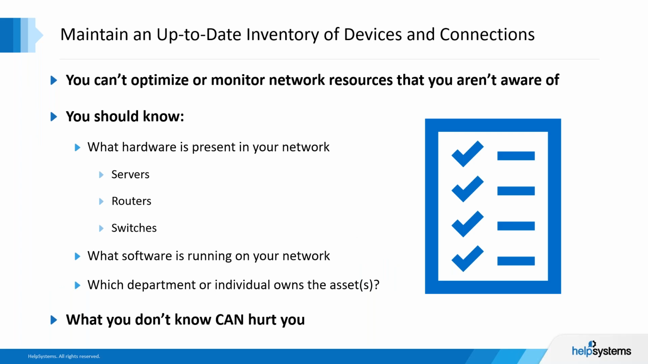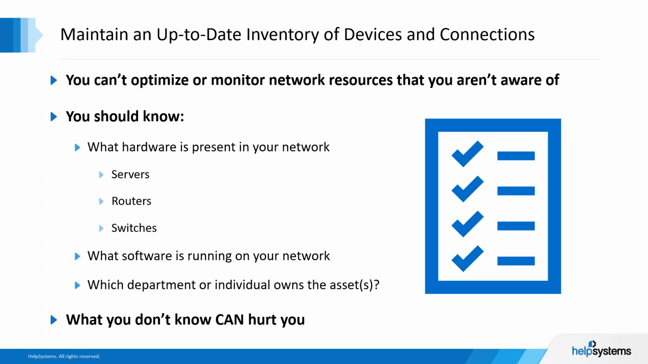One of the most important things, and I think this is at times understated, and I've been in situations where we've run into issues that fit this scale, is we want to be able to maintain an up-to-date inventory of our devices and connections. And notice that I said not just devices, but also the connectivity, the connections. Because at times, we know what the devices are doing, but we don't know how those devices are connected and where they're going. Right. So you can't optimize or monitor network resources that you have no idea about.